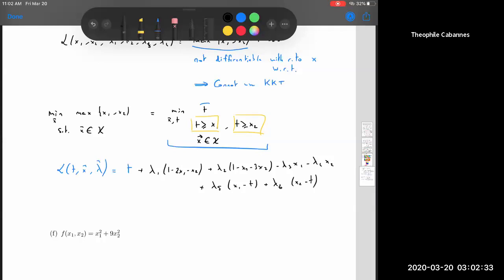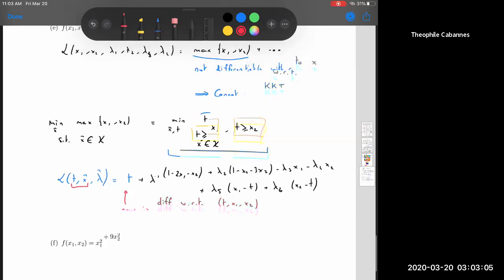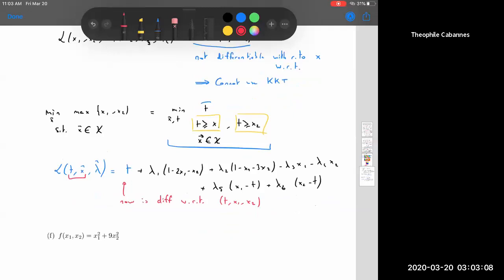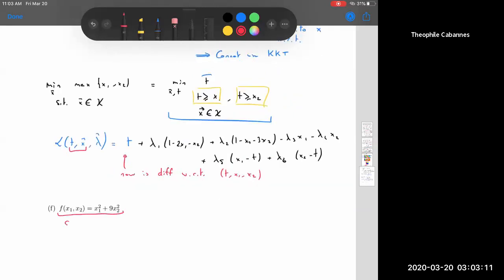And now this Lagrangian is differentiable with respect to your new primal variables, which are t, x1, x2. So now let me solve this one, and then I will end the discussion. And I'm not going to solve F, so you're going to solve it by yourself. Solve it by yourself and look at the solution.